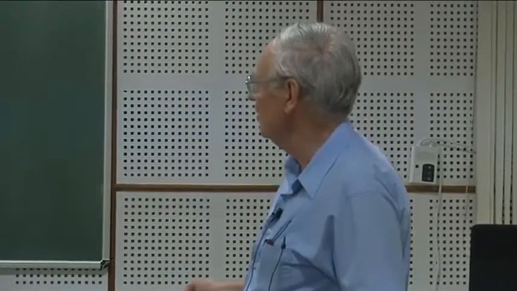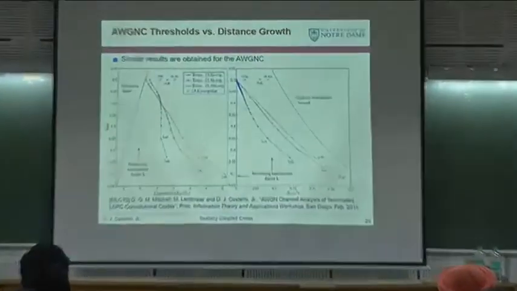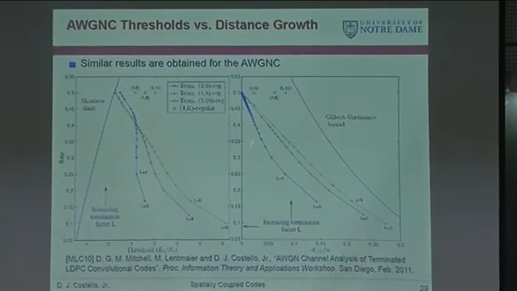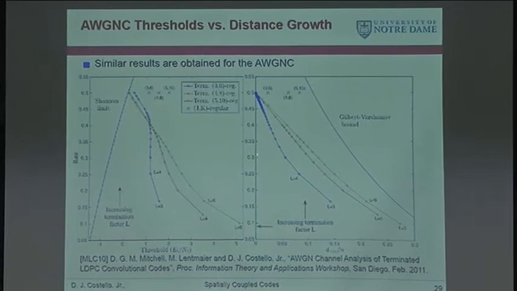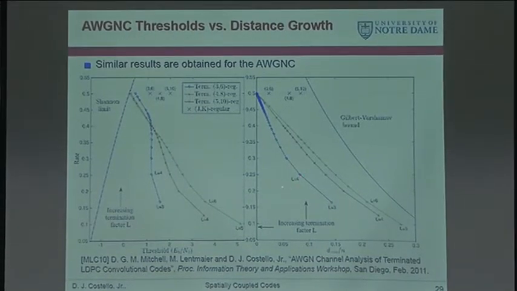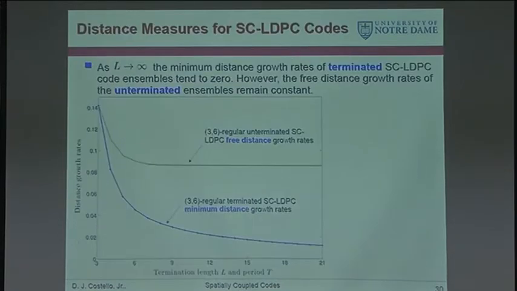This is similar results for the Gaussian channel. Now, of course, distance doesn't care about the channel. This is the same pictures as the previous. These are just the Gaussian thresholds. And again, we see the 5/10 ensemble has a worse threshold if you terminate it really short. But when you get up to long terminations, it's going right to the Shannon limit.